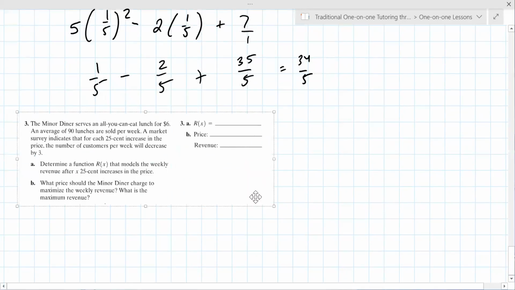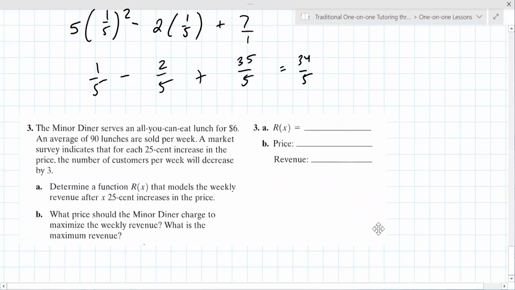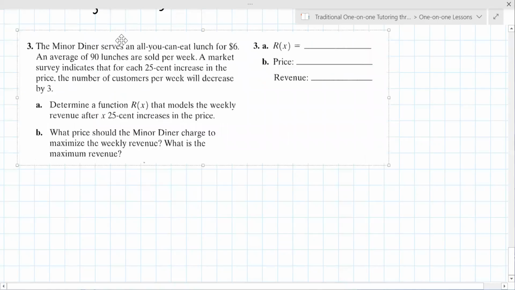All right. So the Minor Diner serves all you can eat lunch for $6. An average of 90 luncheons are sold per week. Market survey indicates that for each 25-cent increase in the price, the number of customers will decrease by 3.